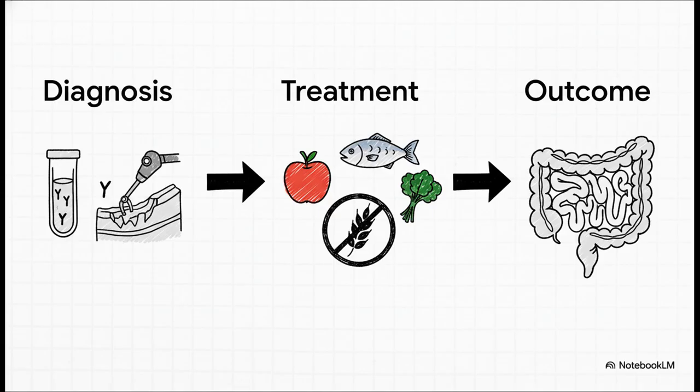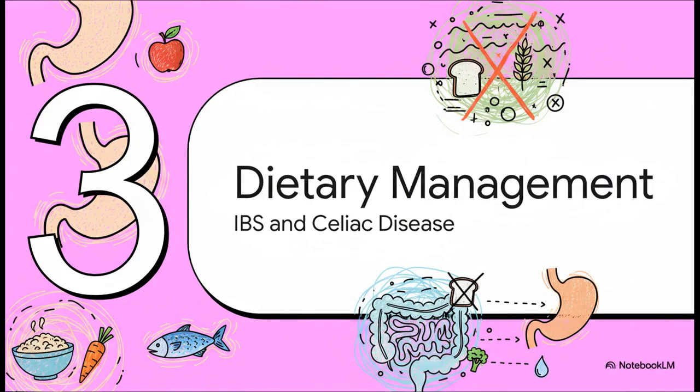As for treatment, there's really only one answer: a strict, lifelong gluten-free diet. But the good news is, for the vast majority of patients, sticking to that diet allows those intestinal villi to heal and grow back. So that leads us perfectly into our third module, where we're going to focus specifically on the dietary strategies that are so absolutely central to managing both IBS and celiac disease.